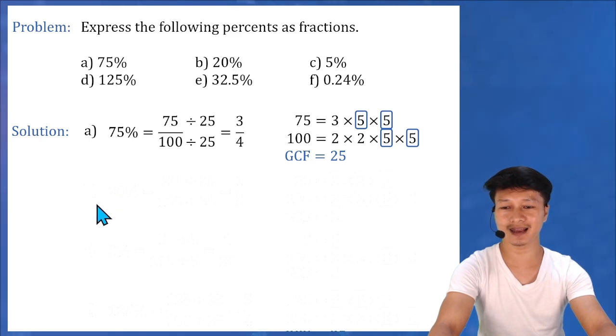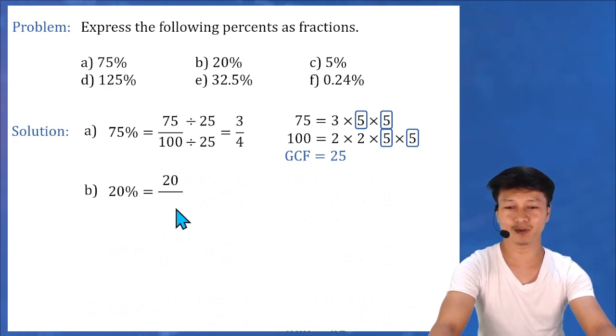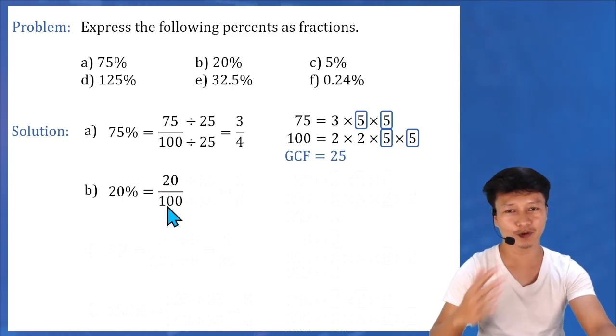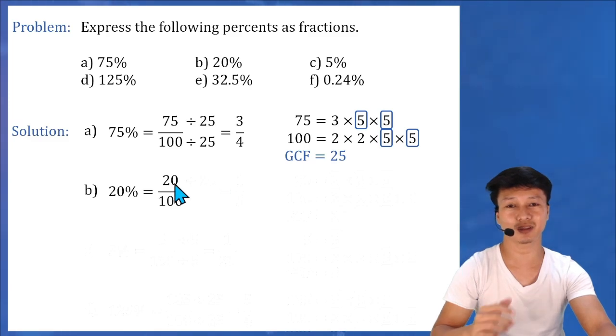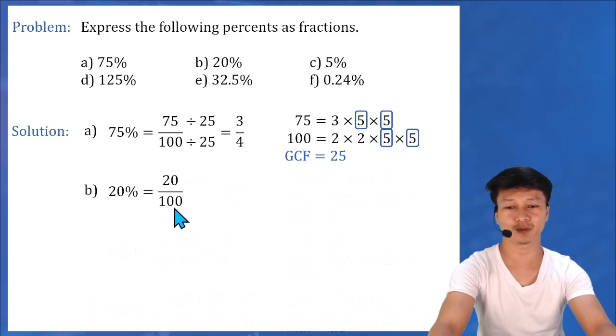Okay, let's take na letter B, which is 20%, and that is equal to 20 divided by 100. Kasi nga 20% means 20 per 100. And then, i-identify ulit natin kung ano ang greatest common factor ni 20 at ni 100 na po pwedeng mag-divide sa kanilang dalawa so that we can simplify 20 over 100.